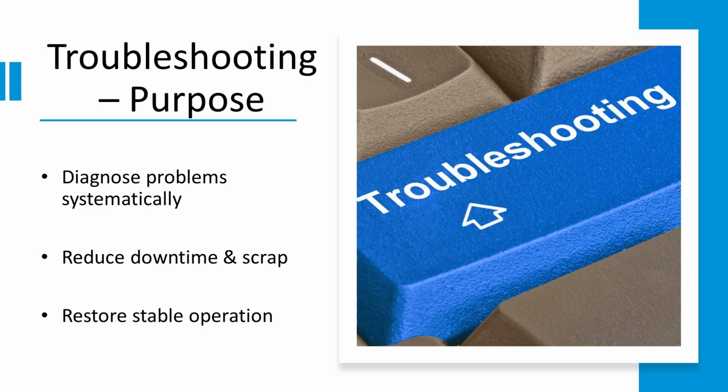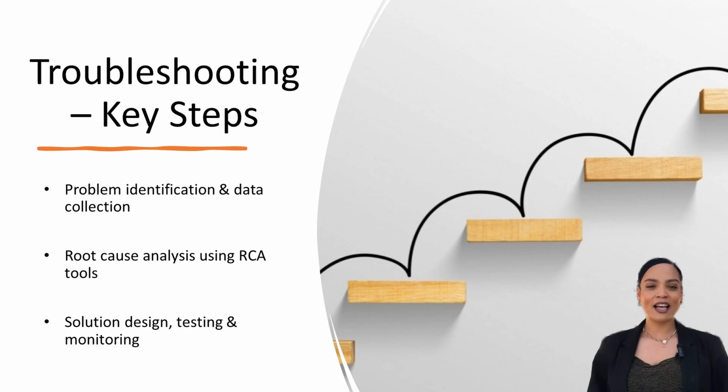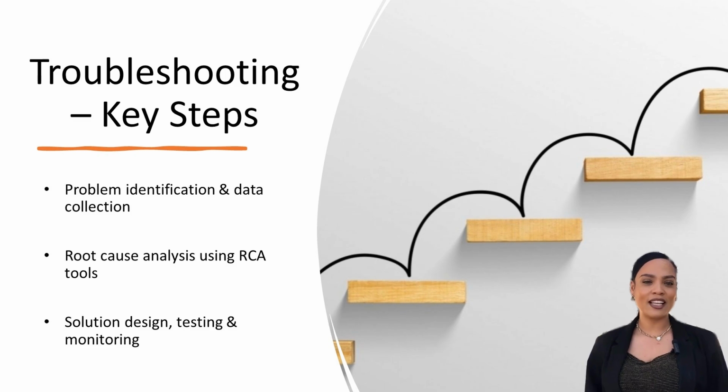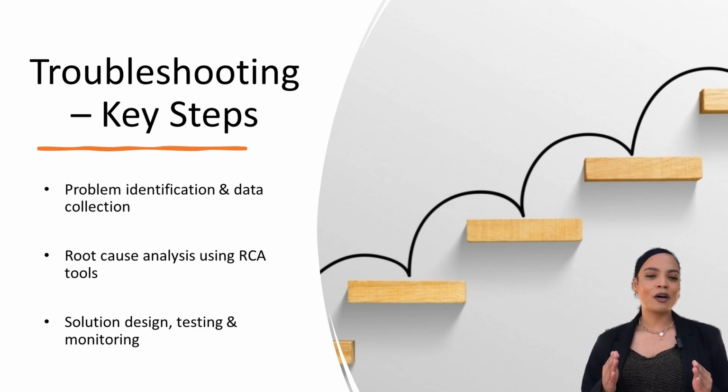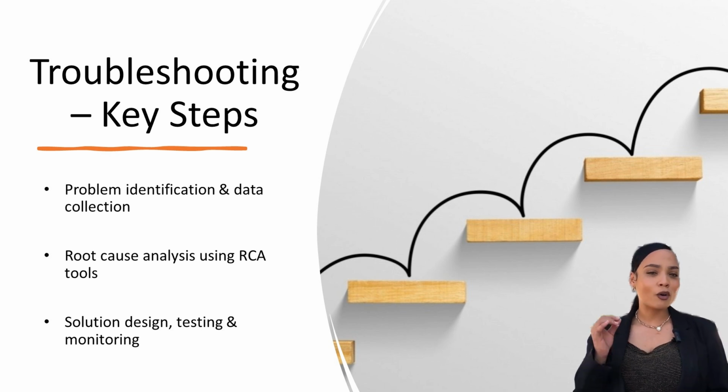Troubleshooting is not just try something and hope it works. It is a systematic, step-by-step approach. Problem identification: first, we must define clearly what is wrong. This might mean listening to operator reports, observing the process, checking performance metrics, or inspecting a defective product. Vague statements like, "it doesn't work," must be converted to specifics like, "the machine stops after 3 cycles," or "the product leaks at the seam."